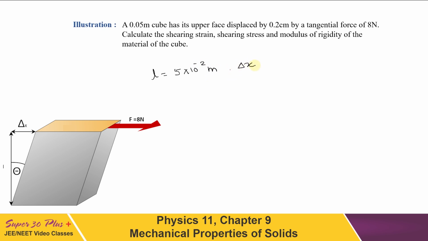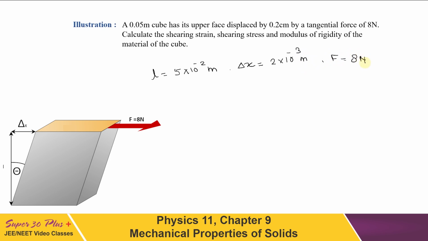Here I am not writing delta L, because this delta x is the displacement of the other face for which the force is tangential. So delta x I am writing, this value is given as 0.2 centimeter, which will be 2 into 10 to the power minus 3 meter, and force is given as 8 Newton.